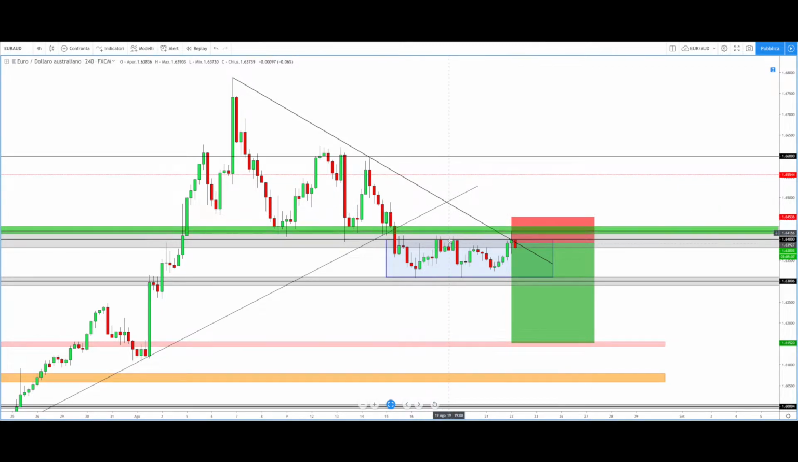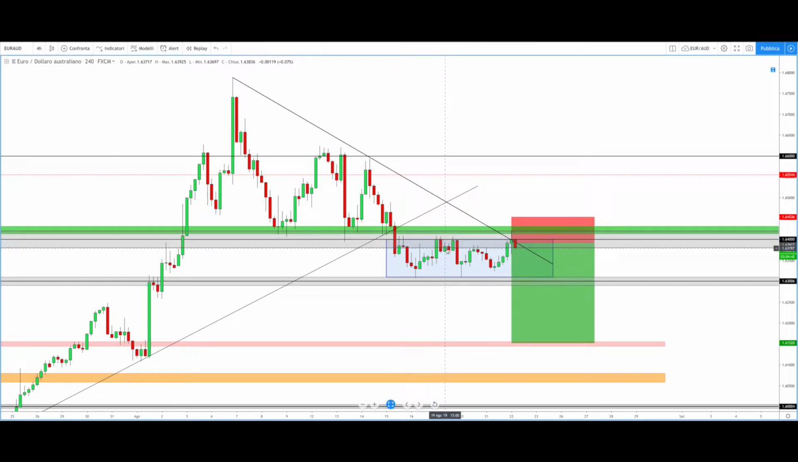1.6460 here, and we can see that this week the price opened here with no gap and started this bullish movement, but the price failed to come back above 1.64, and here the price formed a first bearish candle after the perfect touch of this key level.